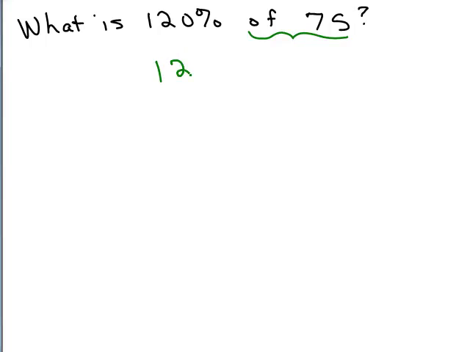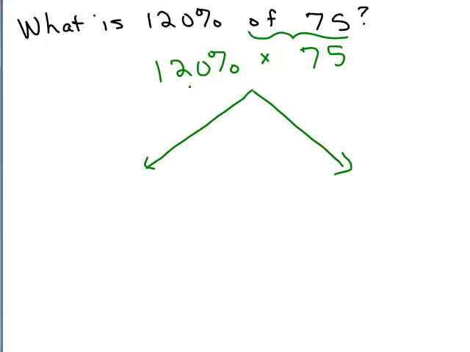So what I'm looking for is 120% times 75. Now notice this is more than 100%, so the answer will be bigger than the number 75. So let's go ahead and work this out. We can either change this to a decimal or a fraction. Okay. So if we want to change 120% to a decimal, remember to get rid of the percent sign, that means divide by 100, you move the decimal 2 to the left. So that'll be 1.2 times 75.